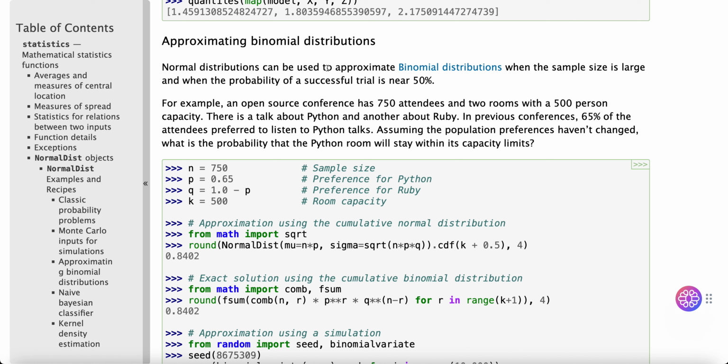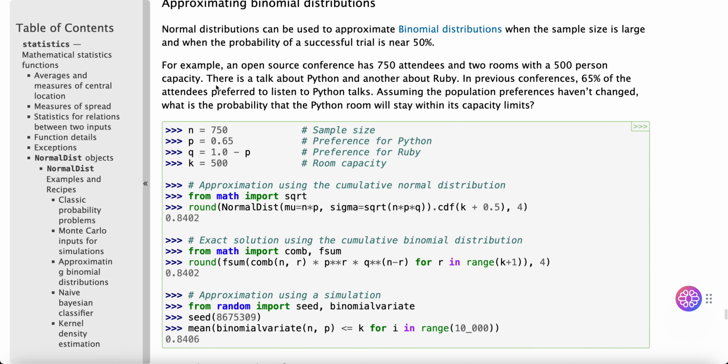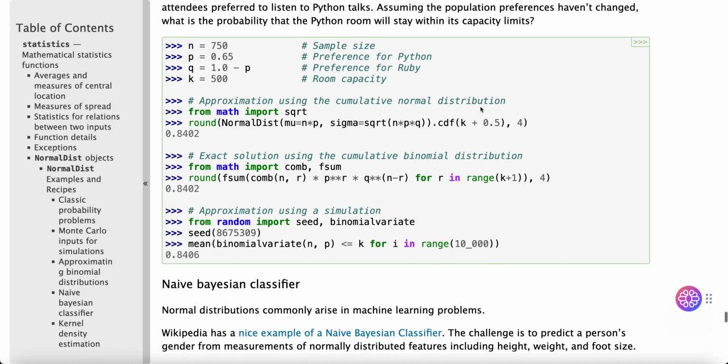Approximating binomial distribution. Normal distribution can be used to approximate binomial distributions when the sample size is large and when the probability of a successful trial is near 50%. For example, an open source conference has 750 attendees and two rooms with 500 seat capacity. There is a talk about Python and another about Ruby. In previous conferences, 65% of the attendees prefer to listen to Python talks, assuming the population preferences haven't changed. What is the probability that the Python room will stay within its capacity limit?